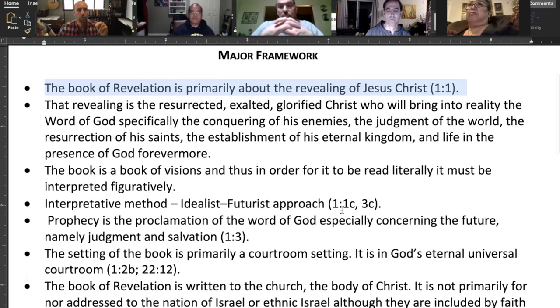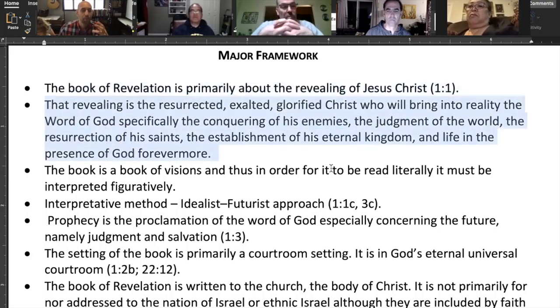Number two. What is the revealing? So I'm going to give the big picture revealing. Maybe we'll add to this. This is tentative.